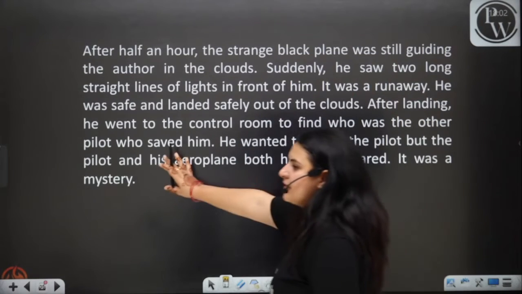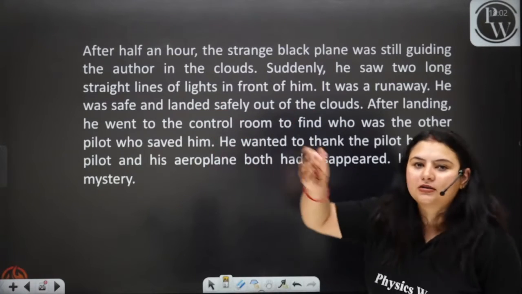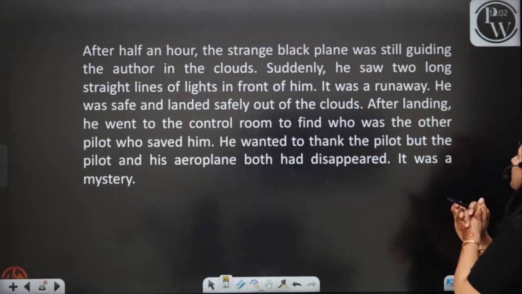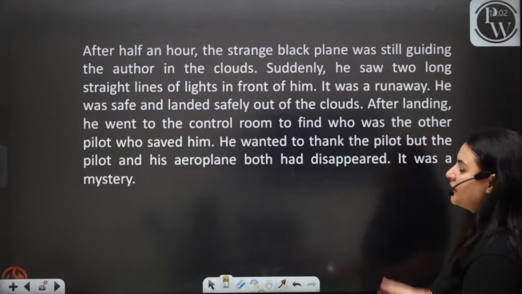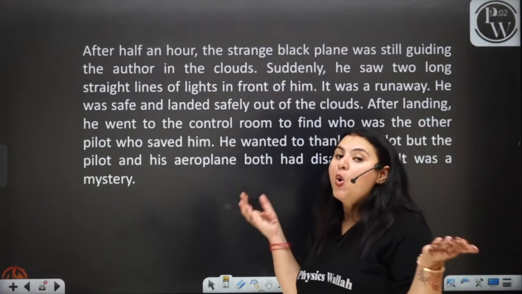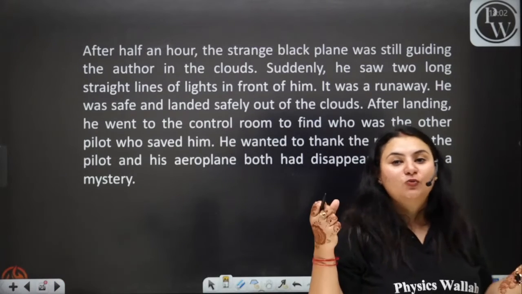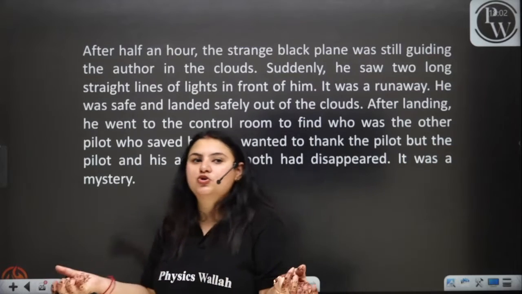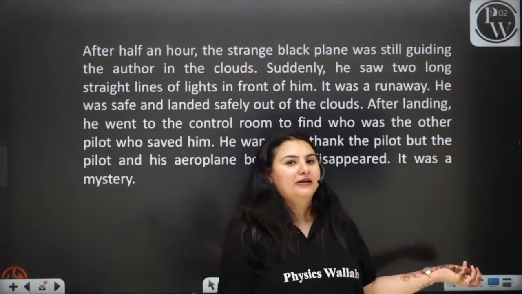Now, this answer is similar to the previous answer, but obviously the contexts are different. And the pilot saved him. After landing, he went to the control room to find out who the other pilot was, but obviously it was a mystery because no other pilot was visible on the radar. Okay, so what did we conclude? What conclusion do we draw from it? The conclusion you have to write in the comment box, as I have been telling you.